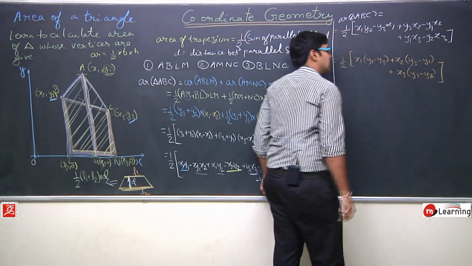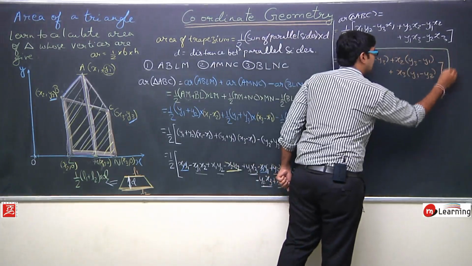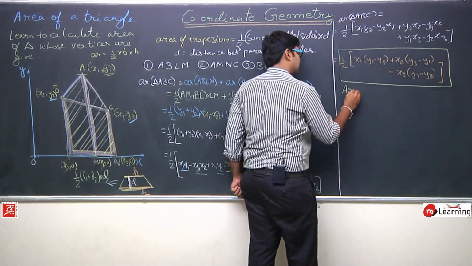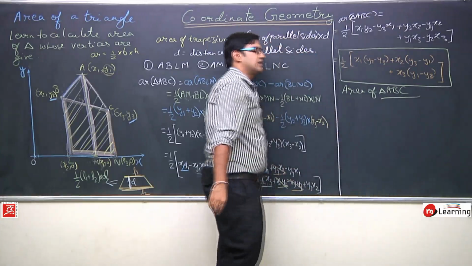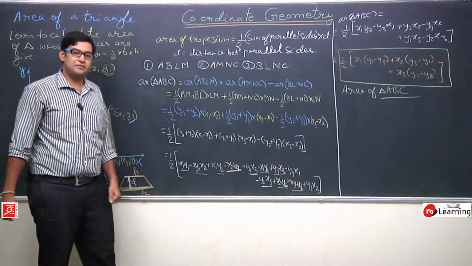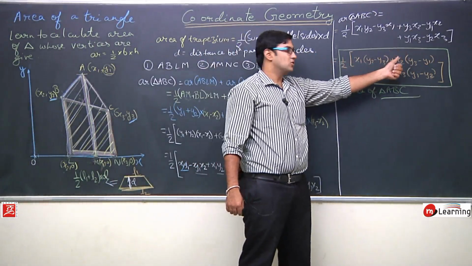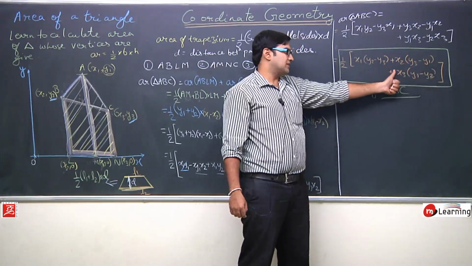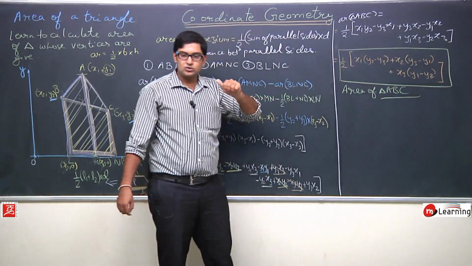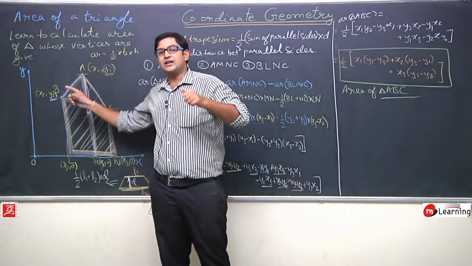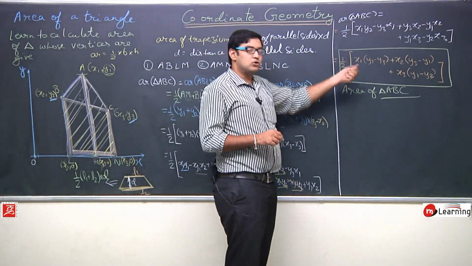And finally we can see this expression is the area of triangle ABC. Half into x1 bracket y2 minus y3, plus x2 bracket y3 minus y1, then plus x3 bracket y1 minus y2. This is the area of a triangle whose vertices are given to us, and we have calculated it using the vertices. So how to remember this formula?